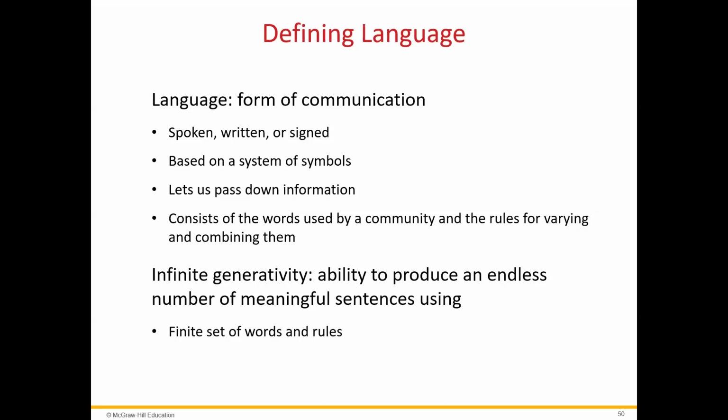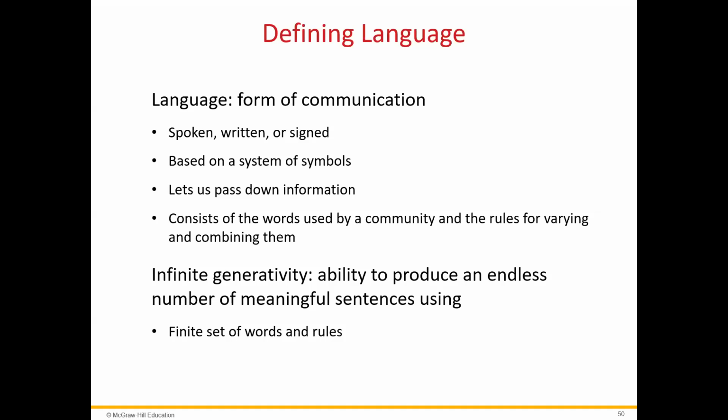Language is a form of communication. It can be spoken, written, or signed. It's based on a system of symbols, letters in the case of English. It lets us pass down information. We use language obviously to teach others and to pass information to others, and we use language in books for long-term storage of information. Language consists of the words used by a community and the rules for varying and combining them.